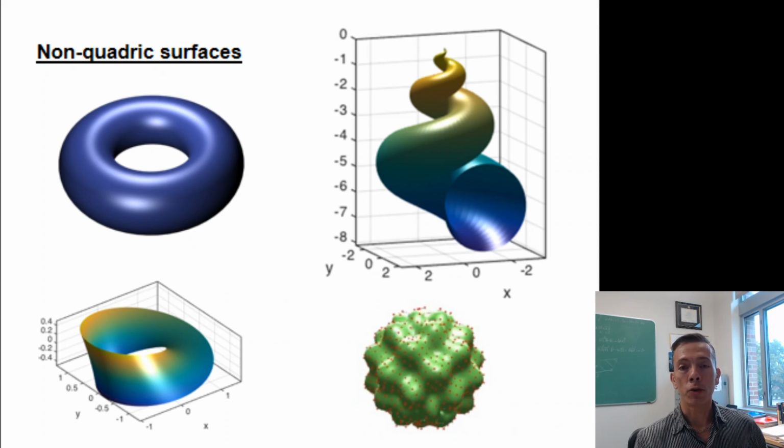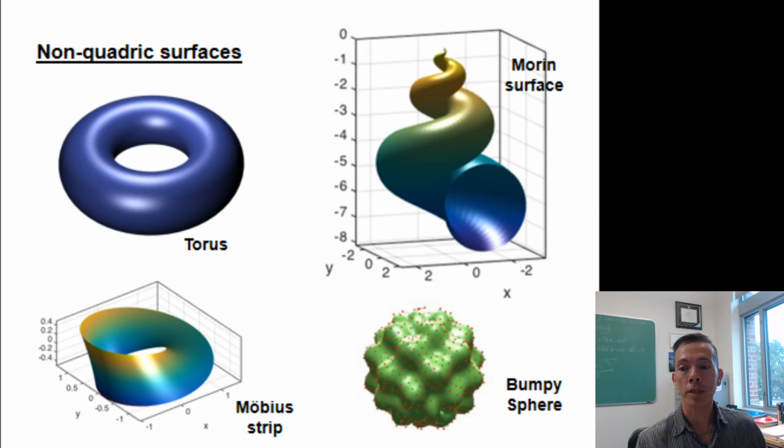So there are many other surfaces that are not quadric surfaces. Here are just a few examples. You have a torus, a Morin surface, a Mobius strip, a bumpy sphere, and thousands of others. These are non-quadric surfaces. For example, a torus is a quartic surface, which means you can describe it using a polynomial equation of 4th degree in 3 variables.